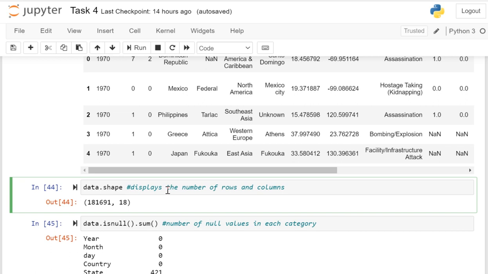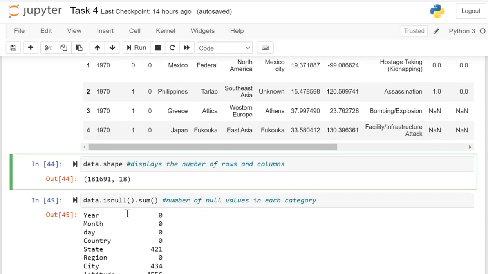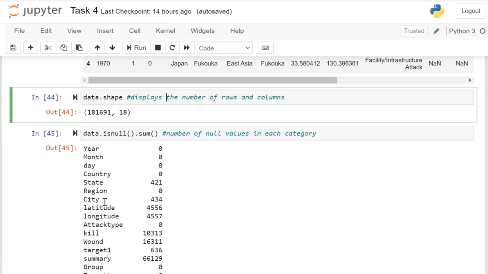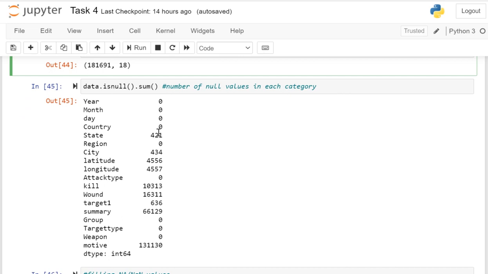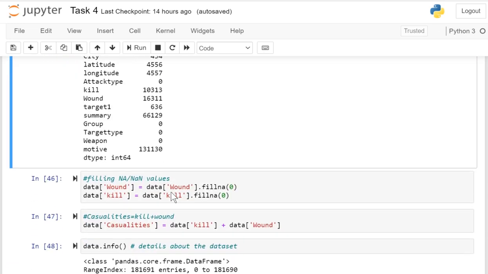and in the next we are displaying the number of rows and columns using data.shape. So there are 181,691 rows and 18 columns, and here we are checking if there are null values in each category, and if there are any null values.